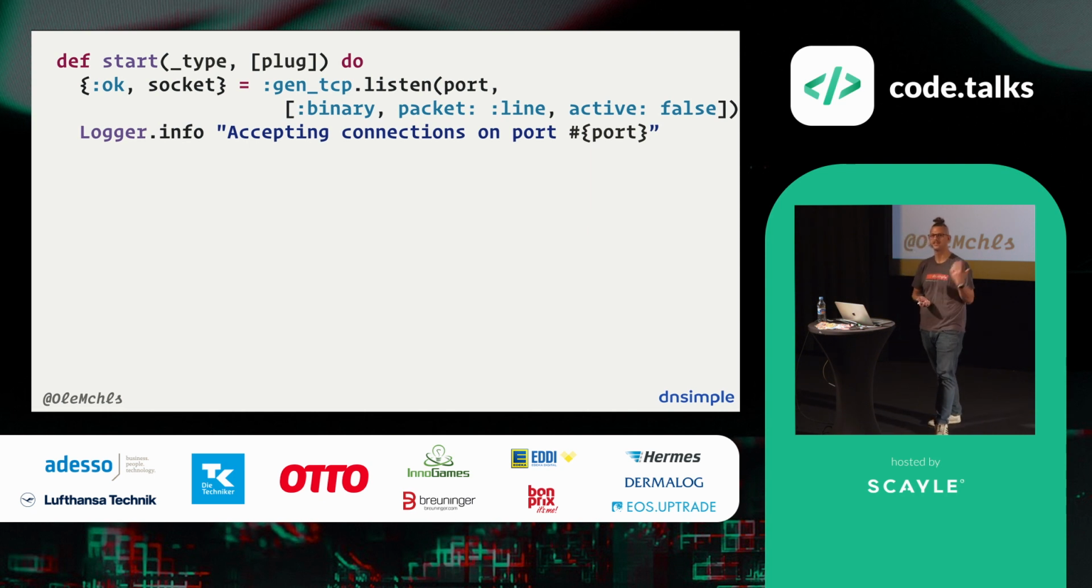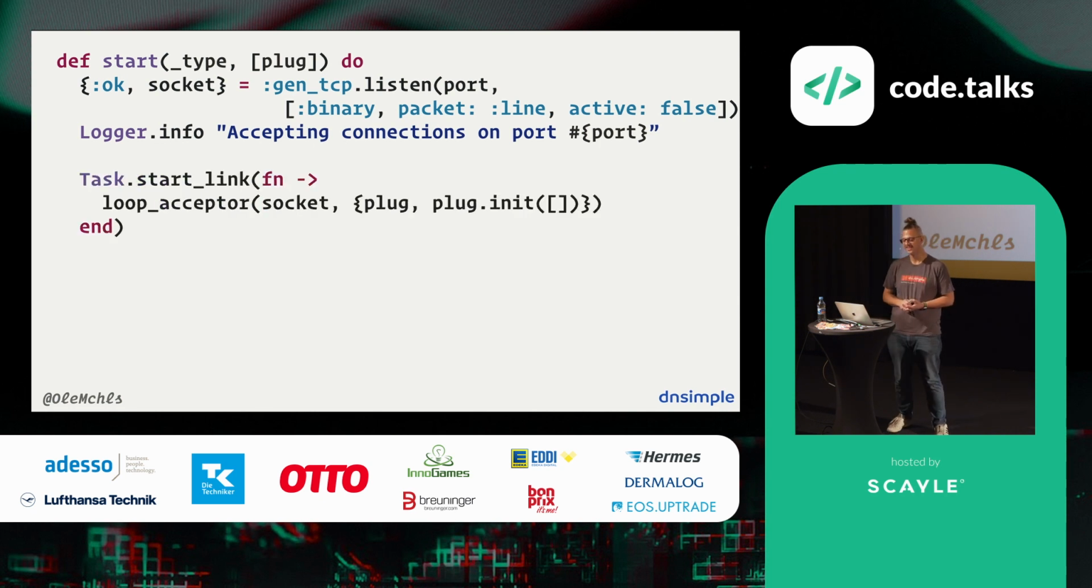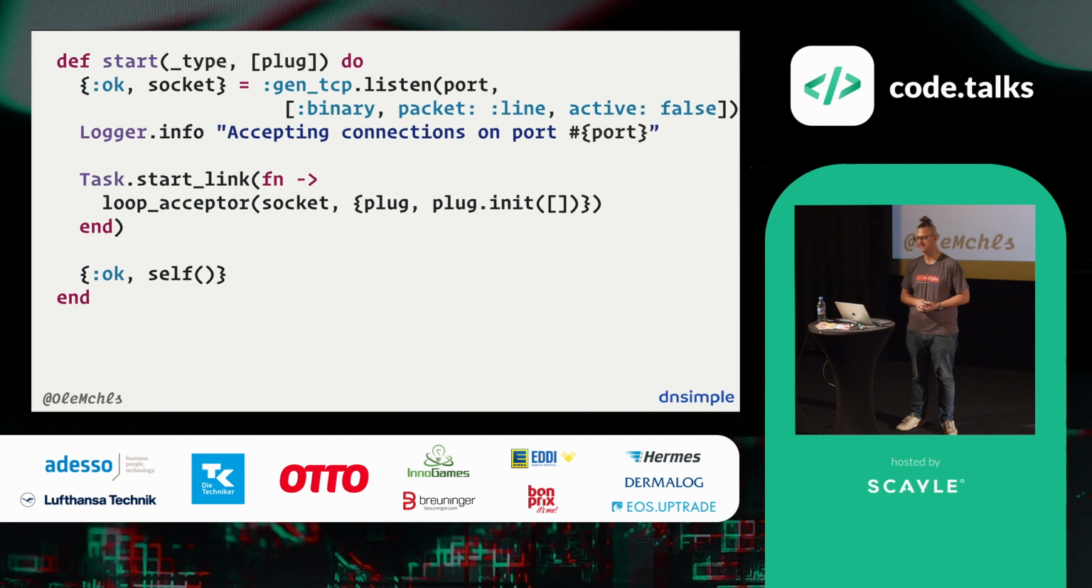And that is way harder to work with. Then also packet: :line makes gen_tcp just give me each thing line by line, so I don't need to parse all the new lines. And active: false just makes it easier to work with in a sandbox environment, because gen_tcp.recv would actually block until data is available. And then here's the first hack. I needed to use a task to actually start the loop, but not block on this call. So this is now executed in the background. And this is the acceptor loop. So we pass in the socket and our plug and the init, or whatever is returned there, which is an empty list. And then we return. So that's the listen part, right?